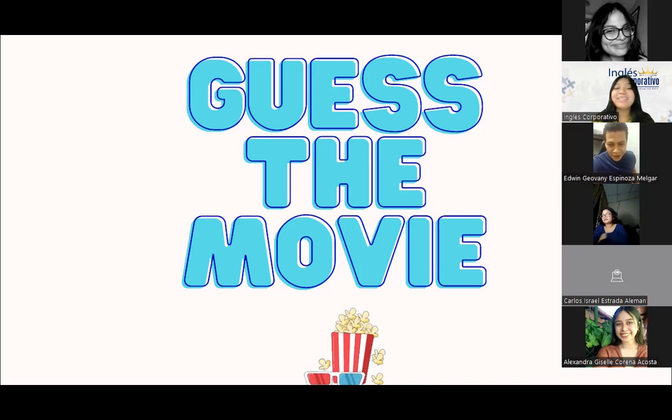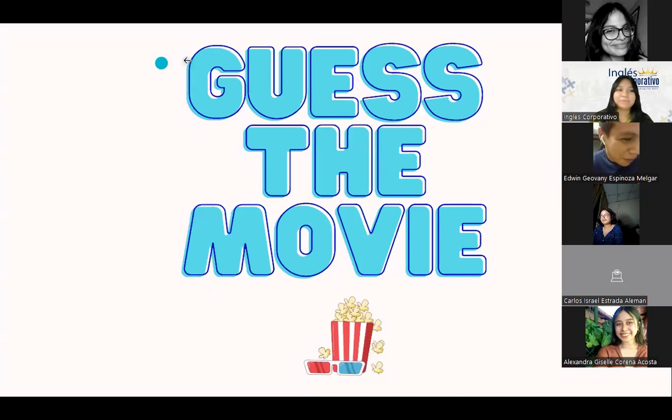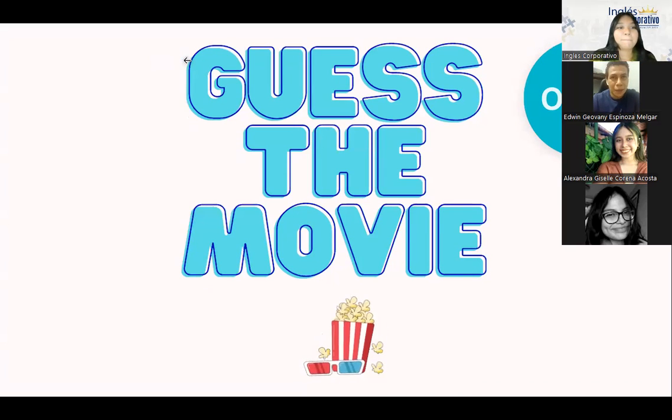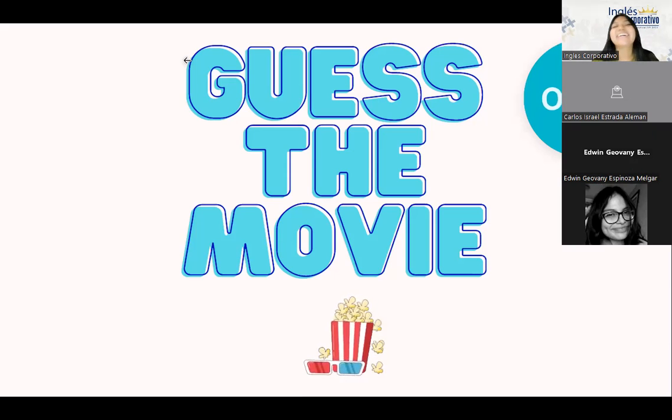Ok? No se vale decir el nombre de la película, ok? En la descripción tiene que dar colores, si es infantil, si es para adultos, si es para kids, etc. Ok. The first is little man, is yellow. ¿Cómo dirías? Son muchos. Minions. Son minions. Yes.